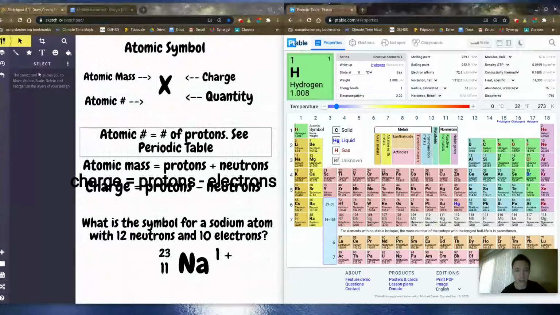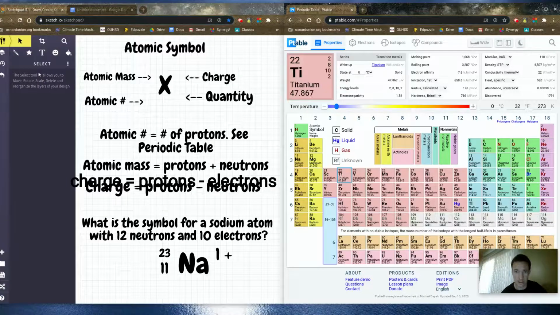How do you get the atomic number? You just look on the periodic table, right? So for hydrogen, right above it is the atomic number. The atomic number for hydrogen is 1. The atomic number for titanium is 22. The atomic number for calcium is 20. The atomic number for lithium is 3. See, it's right above it. That's the atomic number and also how many protons there are.